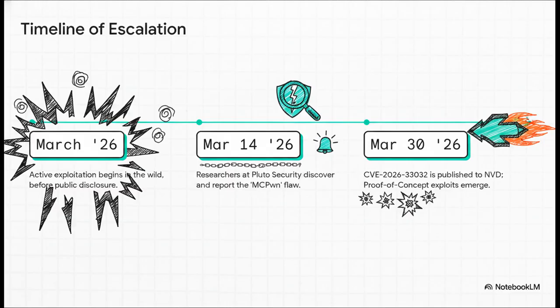Look at this. Exploitation was already happening in the wild before the vulnerability was even discovered and made public. Researchers at Pluto Security found it on March 14th, but by the time the official CVE and proof of concept code dropped on March 30th, the bad guys were already way ahead of the game.